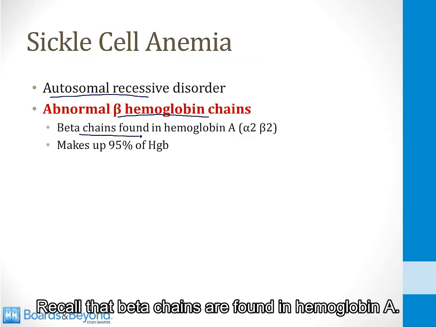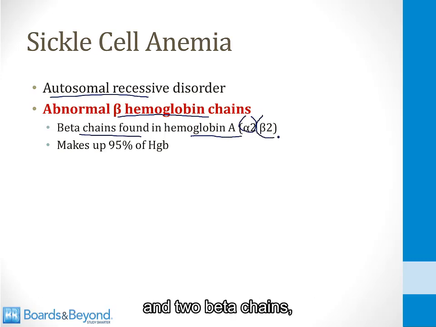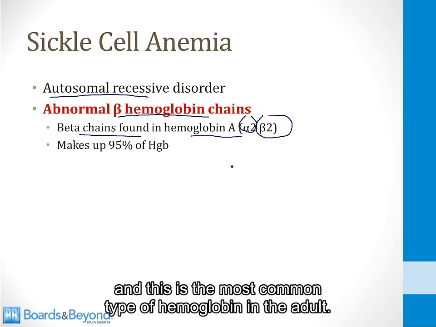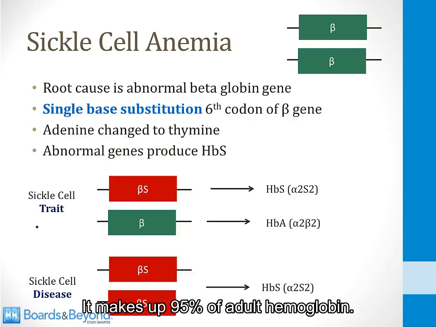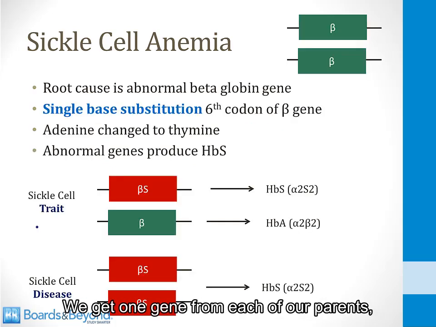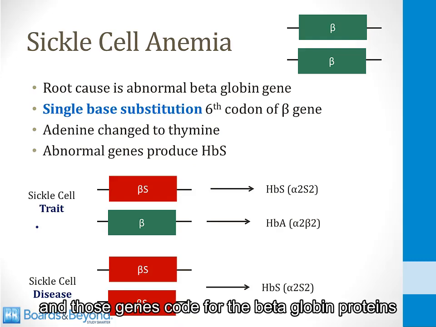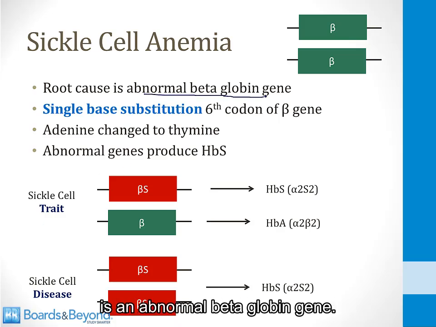Recall that beta chains are found in hemoglobin A. Hemoglobin A is made up of 2 alpha chains and 2 beta chains, and this is the most common type of hemoglobin in the adult. It makes up 95% of adult hemoglobin. Each of us is born with 2 beta globin genes. We get one gene from each of our parents, and those genes code for the beta globin proteins that are found in hemoglobin. The root cause of sickle cell anemia is an abnormal beta globin gene.